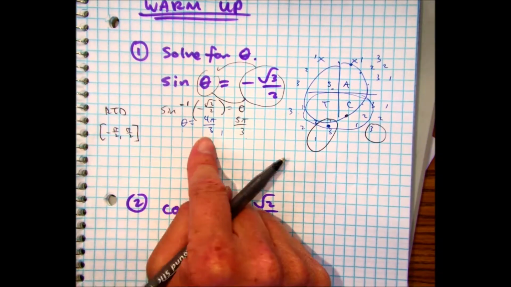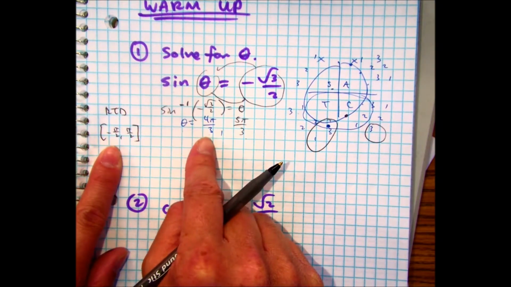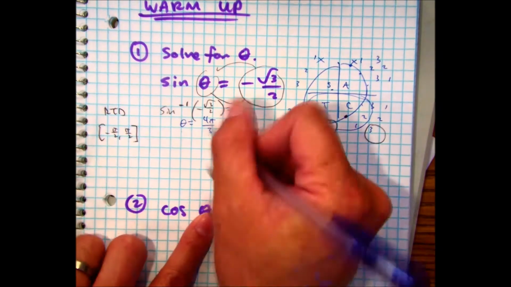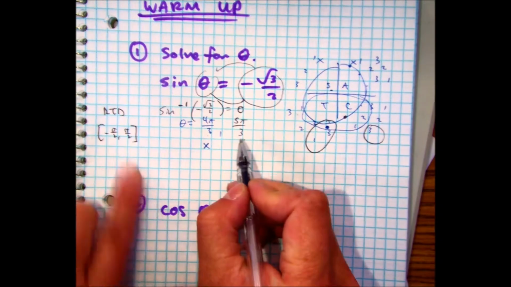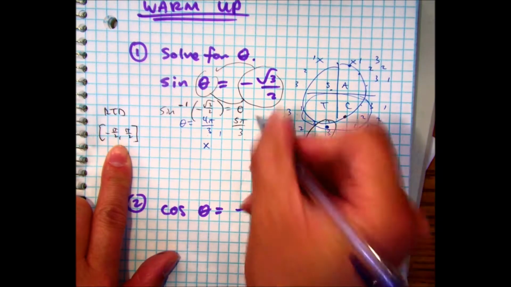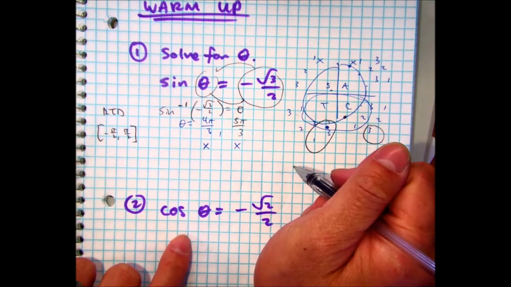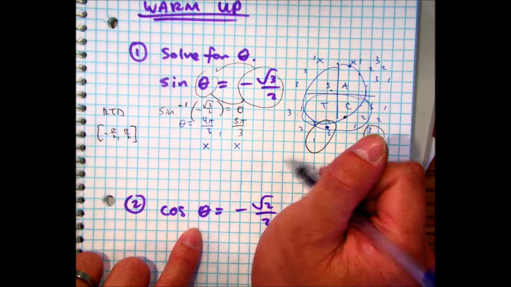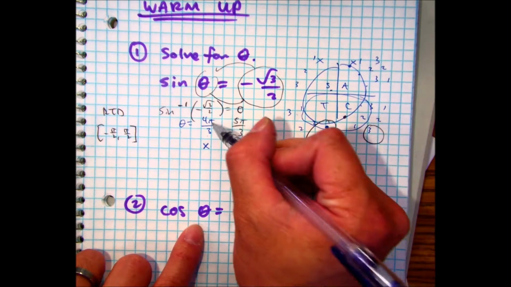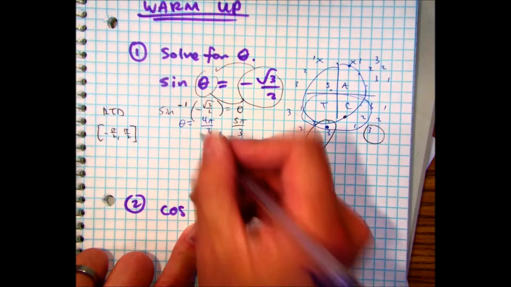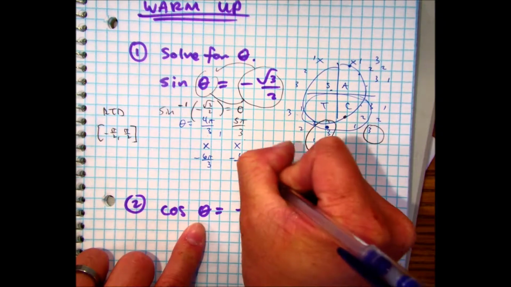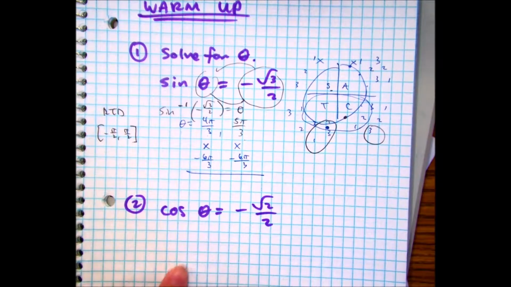Class, is this between my restricted domain? Is it in there? No. How about this one? Do we say the answer is no solution? No. We can use co-terminal angles. What can we use, class? Co-terminal angles. So what would I do to this problem? Add a rotation. This gives us what?